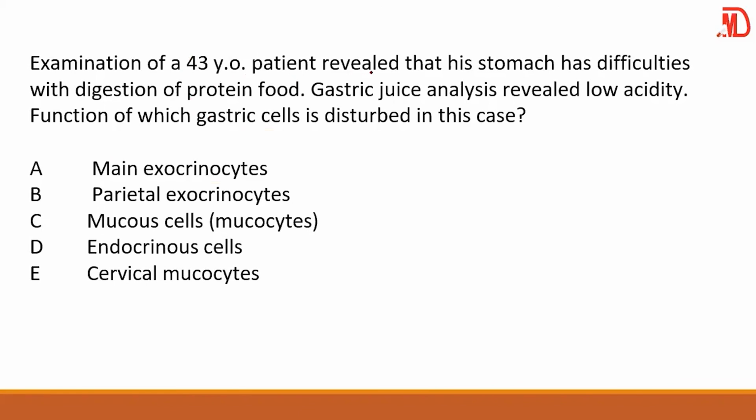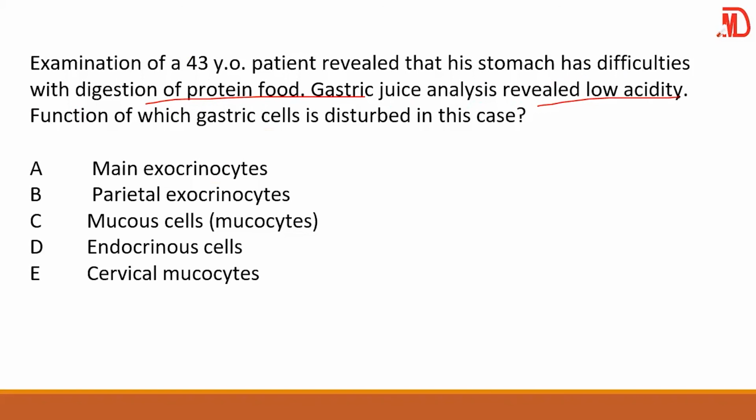Examination of a 43-year-old patient revealed that his stomach has difficulties with digestion of protein food. Gastric juice analysis revealed low acidity. And again, we talked about gastrin, and we said gastrin is produced by what cells? Of course, parietal cells. They are produced by parietal cells.